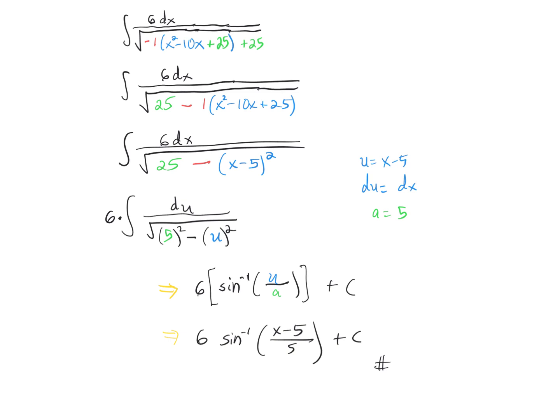You don't need to rewrite it in terms of u and a. You can just see the answer from here. But if u is x minus 5, du is just dx. So we can just do that substitution there. And we recognize this formula as the arc sine of u over a. That's it.